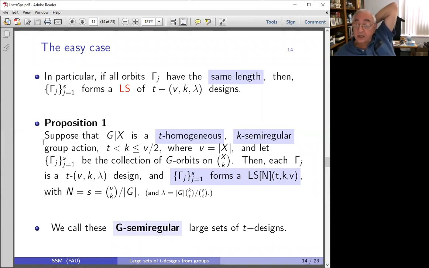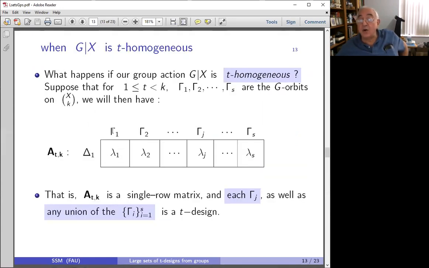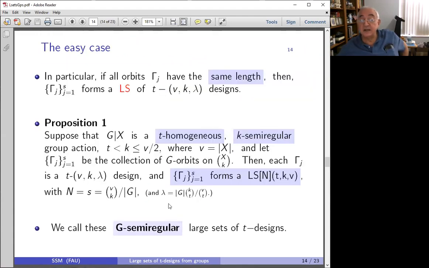All right, we defined K semi-regular before. So the easiest case to get the same length is to have the action of the group be semi-regular. In other words, none of the K sets is fixed by a non-identity element. So what happens? We go back to the previous case and we see that now all the gammas have the same length. The lambdas are going to be all the same. So I get a decomposition into t-(v,k,lambda) designs. So this is now a large set.